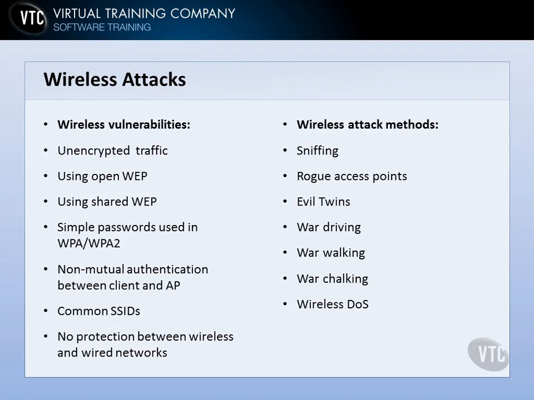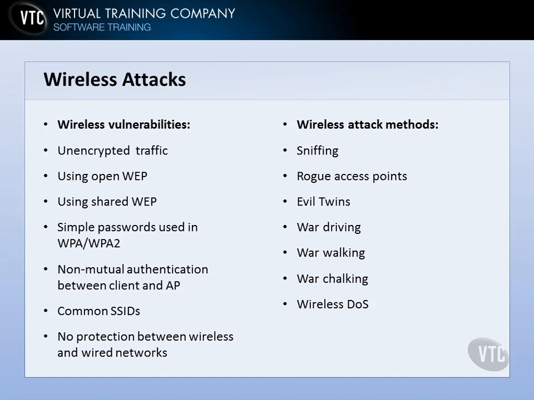Now, some wireless vulnerabilities that a lot of hackers take advantage of include unencrypted traffic. Obviously, that's a no-brainer. That's just out there for everybody to sniff. Using open WEP, in other words, making it so anyone can connect to the wireless network. Using shared WEP. WEP keys are not very strong as well. Using simple passwords in WPA and WPA2, as I mentioned, and we'll see an example of that later. Non-mutual authentication between the client and the AP. A lot of times there doesn't have to be authentication. And again, I mentioned open WEP again.